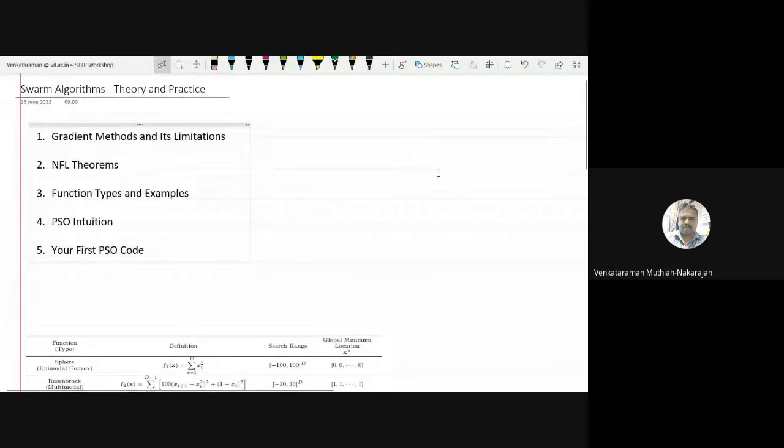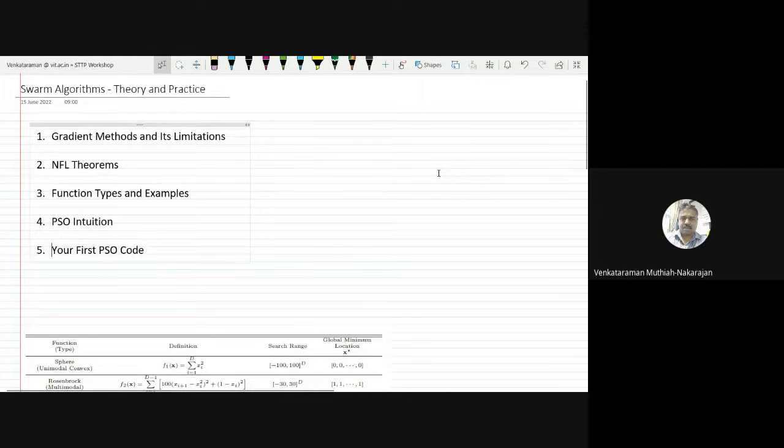All of you can see my screen. Yes, sir. Okay, okay. Can you see my OneNote, everybody?